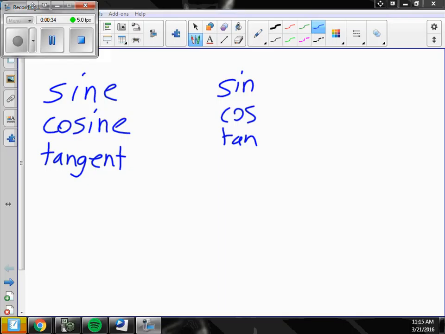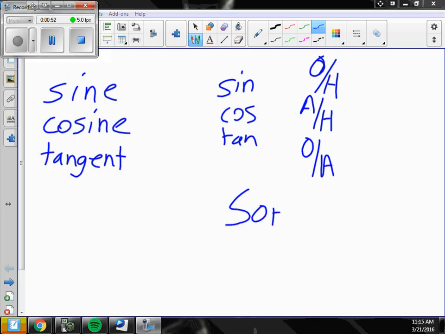All right, so the sine is the opposite side divided by the hypotenuse. The cosine is the a over h, and the tangent is o over a. And we remember that with the mnemonic SOH CAH TOA.